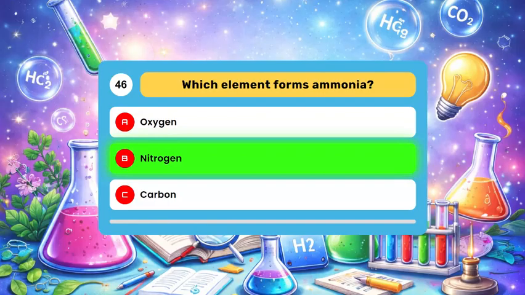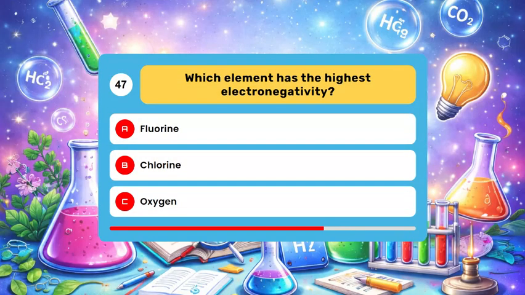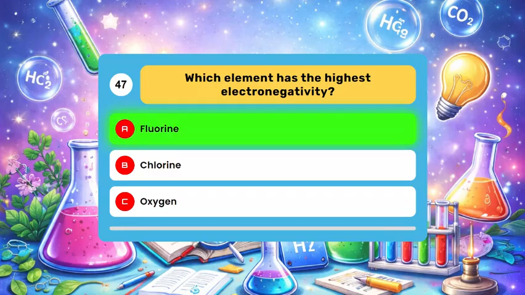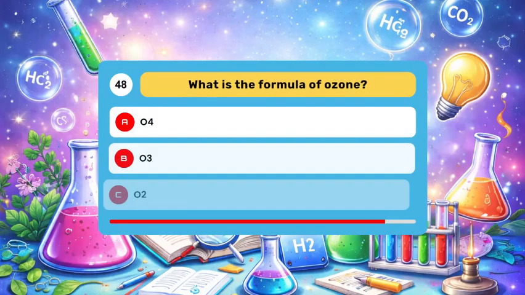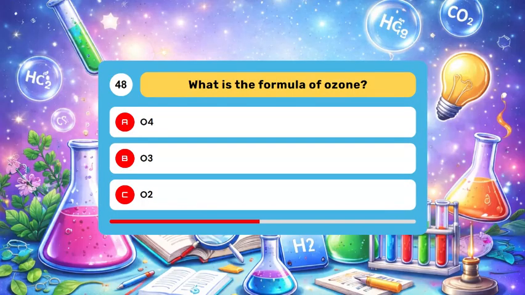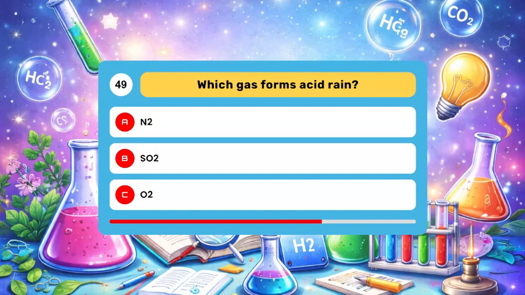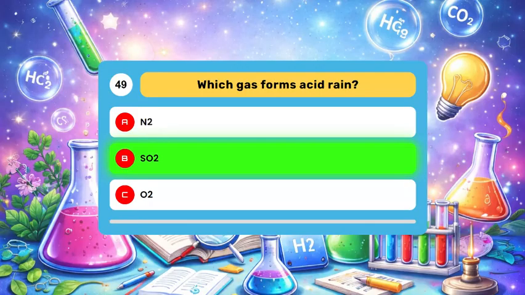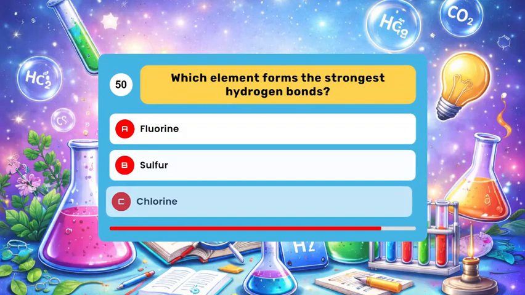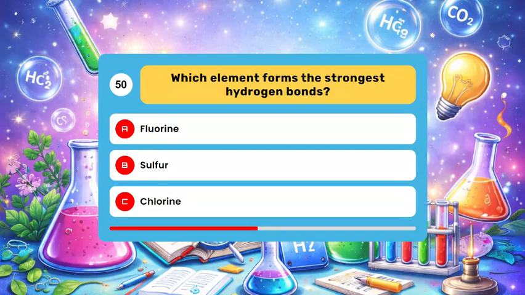Nitrogen. Which element has the highest electronegativity? Fluorine. What is the formula of ozone? O3. Which gas forms acid rain? SO2. Which element forms the strongest hydrogen bonds? Fluorine.